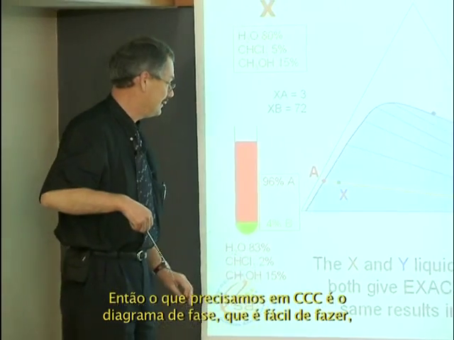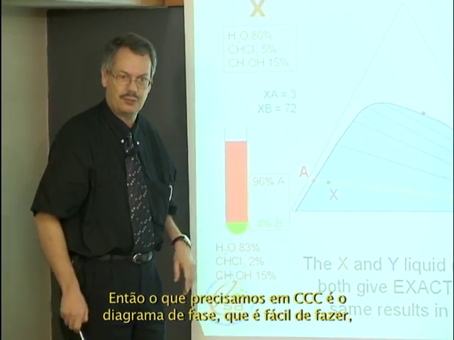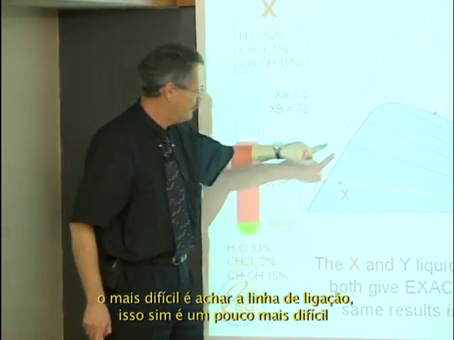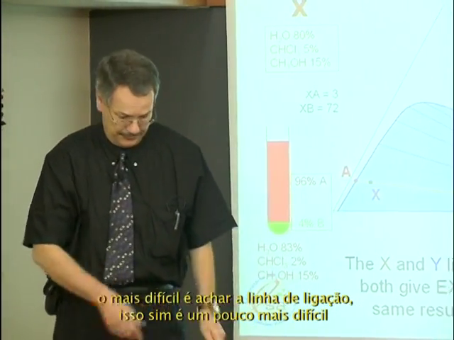What we need in CCC, we need a phase diagram. That's very easy to make. I'll tell you two words. More difficult is to find the tie lines. That's a little bit more difficult.